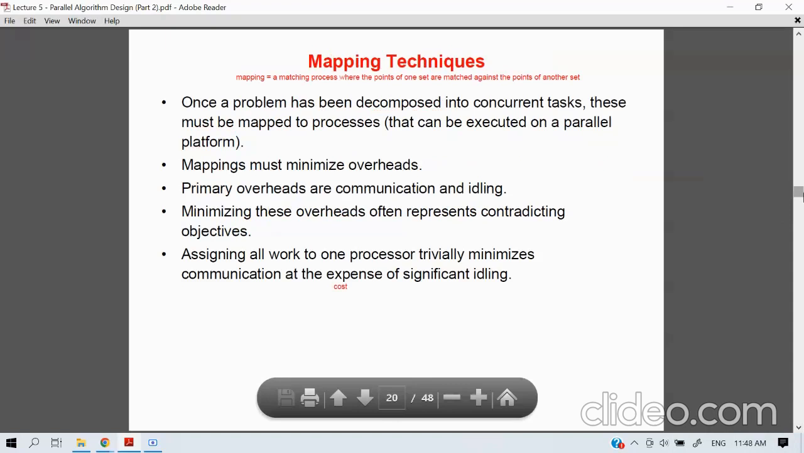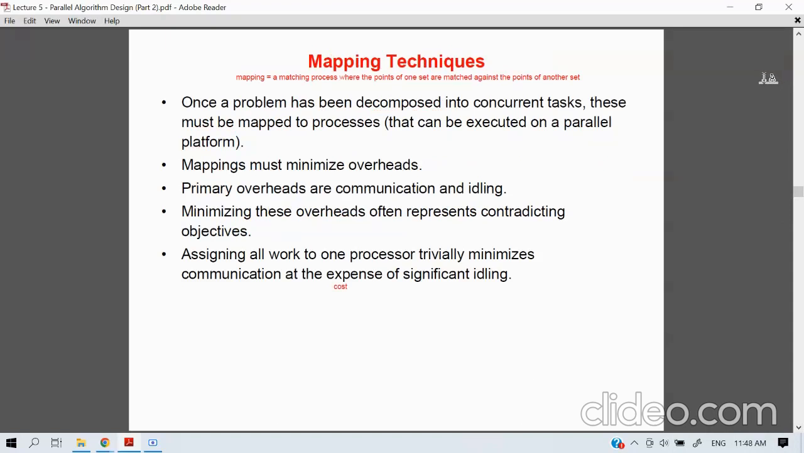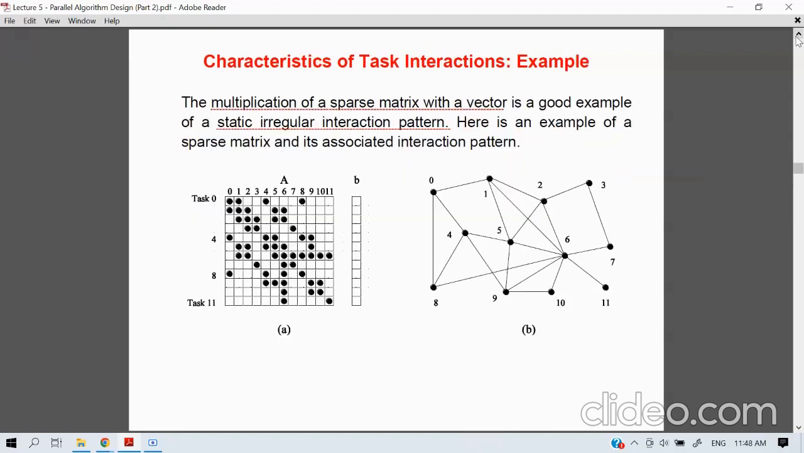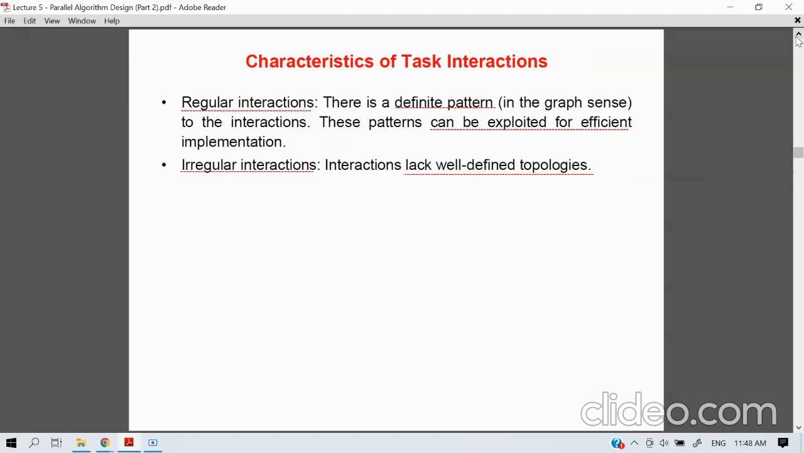Okay, any questions, anak-anak? Oh okay, this one I don't want to teach yet, because this is another subtopic which is mapping technique. Today we are just focusing on the other two decomposition techniques and also the characteristics of tasks just now. Okay, any questions?